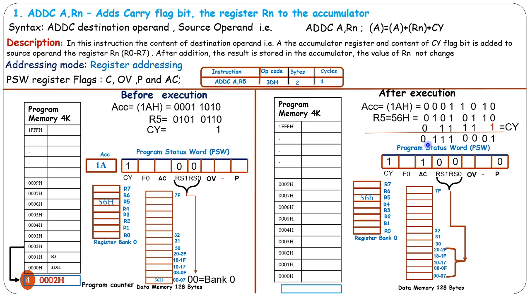So what is the content of accumulator? After addition with carry, the content will be 71H, and this is stored in the accumulator. But the content of R5 does not change. So after execution, the content of accumulator will be 71H and R5 will be 56H. In this way, the instruction ADDC A, Rn is executed.